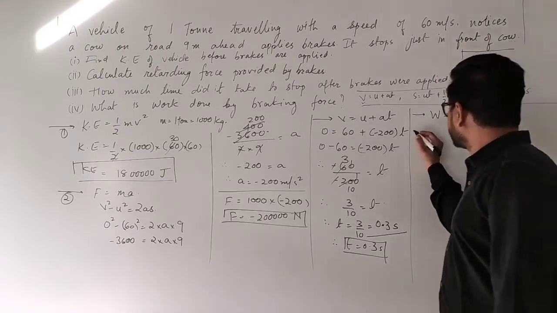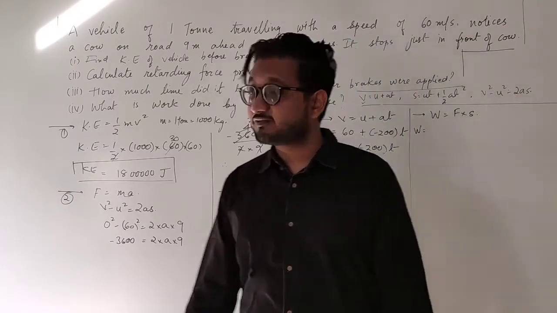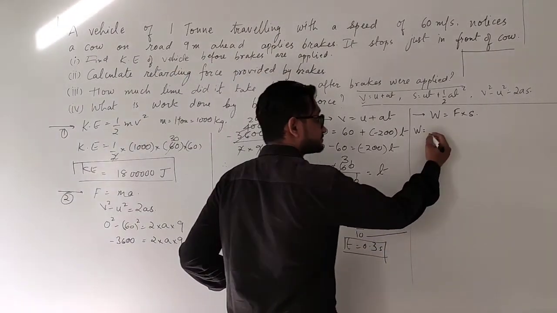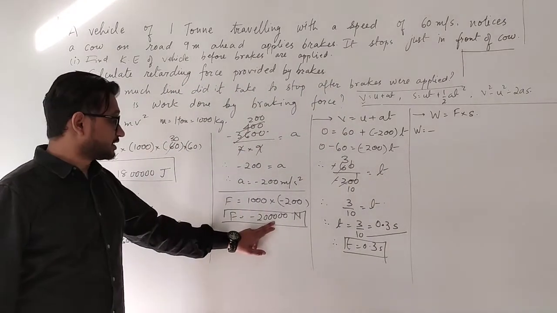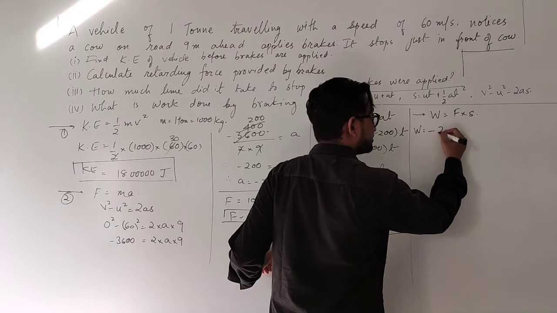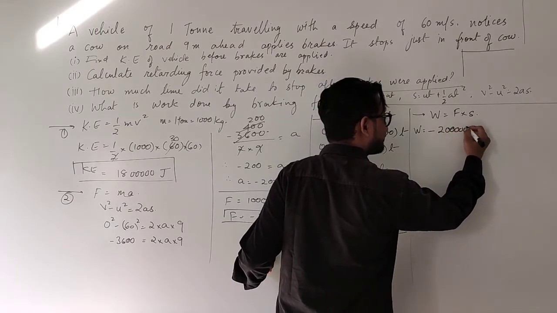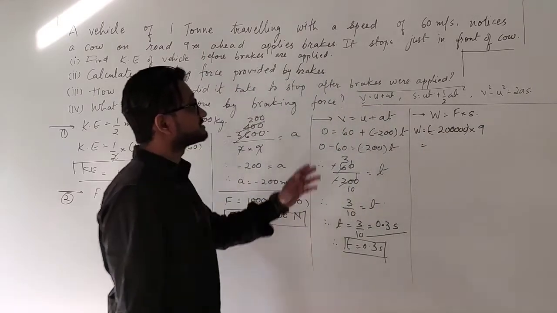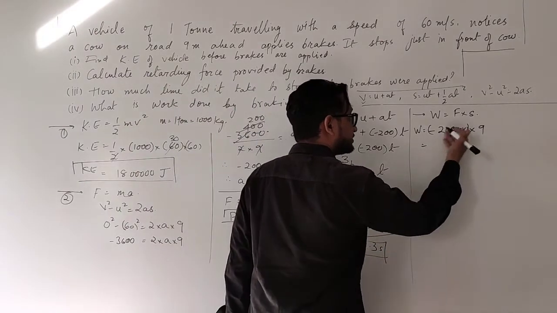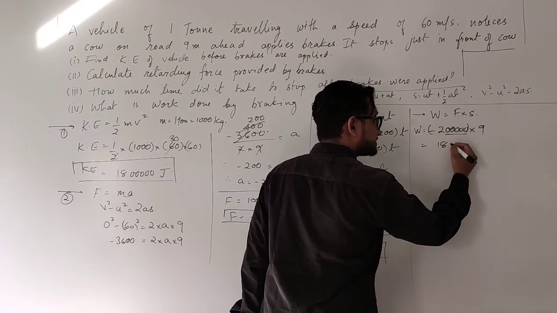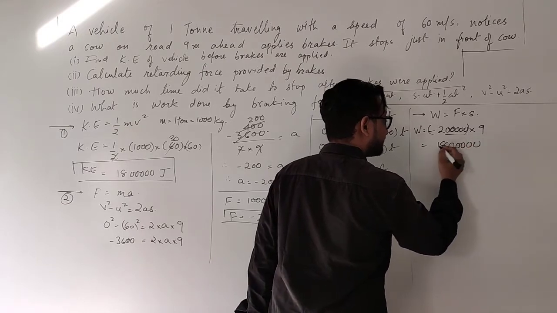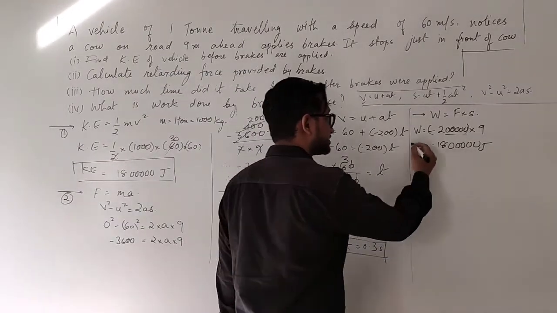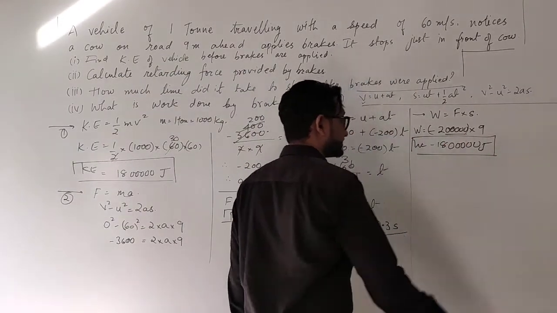Okay, so all you need to do is simply substitute the values, that is work done is equal to force, that is minus 2 lakh newtons, so it becomes 2 into 10 to the power 5, into displacement, that is 9 meters, the displacement given in the question. So 9 2s are 18 and 5 zeros. So minus 18 lakh joules. Okay, so the answer, work done, is minus 18 lakh joules.